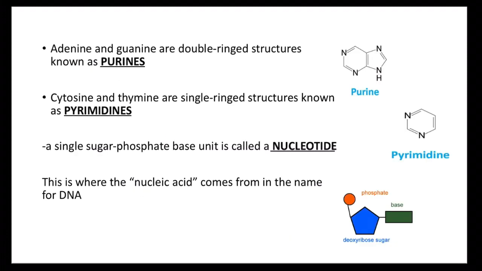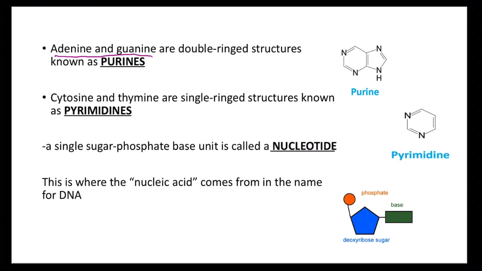So let's talk a little bit more about the bases themselves. Adenine and guanine are double-ringed structures known as purines. Cytosine and thymine are single-ringed structures known as pyrimidines. To help you remember this, it's a little bit weird and backwards, but I like to remember that purine, the shorter word, refers to the bigger structure, and pyrimidine, the longer word, refers to the smaller single-ring structure. If this helps, use it. If it doesn't, you may want to try and come up with a different kind of memory trick to help you remember these.